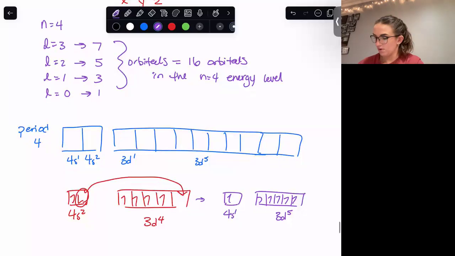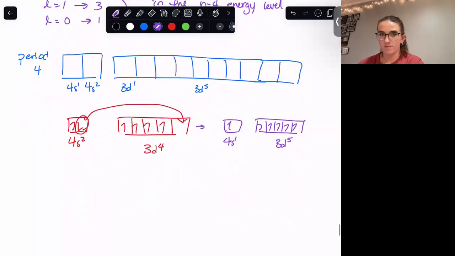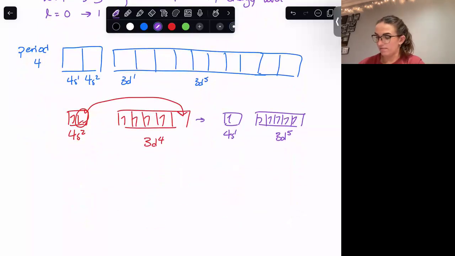Okay. And then I think the last bit about chapter 6 is just electron configurations.